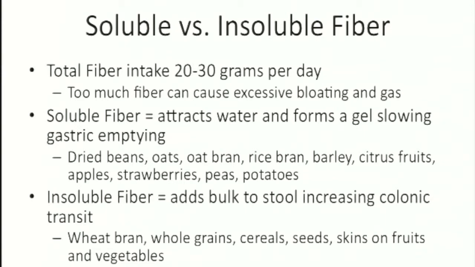Insoluble fiber is really what all the usual foods we eat for fiber, and that helps to bulk the stool, increases the transit. But if you're having stools that are fluffy and loose and they break apart, what you want to do is more soluble fiber. So dietary-wise, the wheat bran, whole grains, cereal, seeds, fruits, and vegetables.